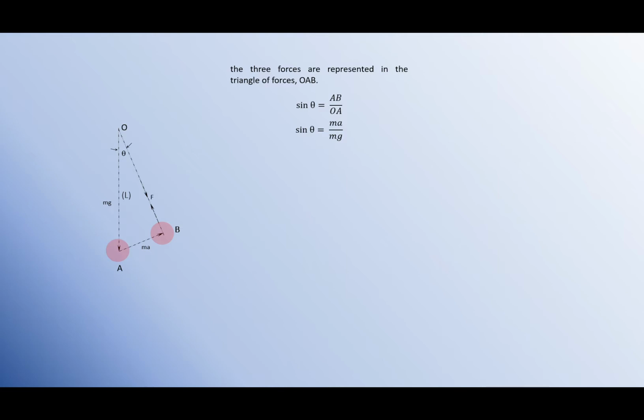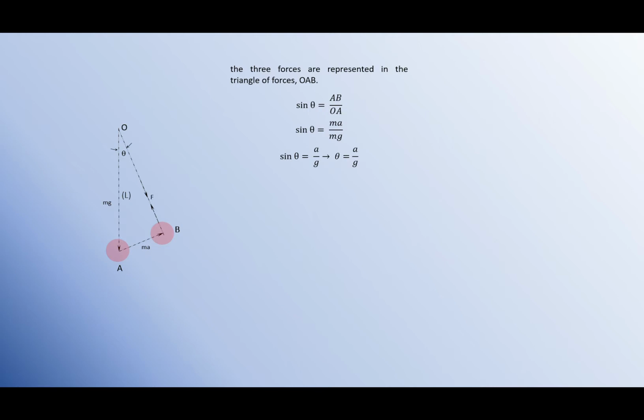We know that based on the forces acting at point A, you can also say that sine theta is equal to the inertial force, that is AB, divided by mg, the weight of the bob, based on the triangle of forces. It's not based on the length. And we know that sine theta will be equal to A over G, as the mass is cancelled off.